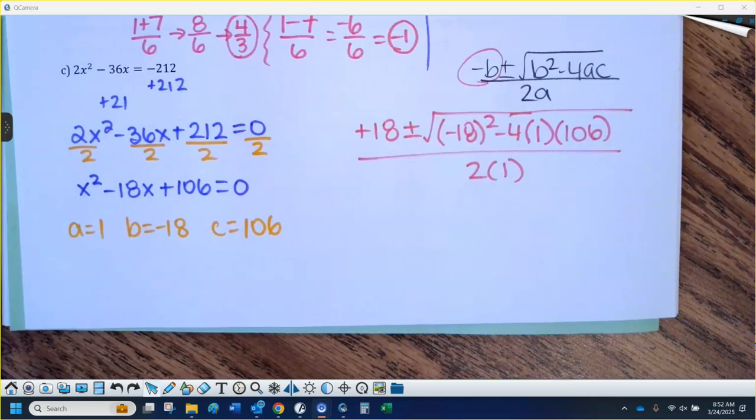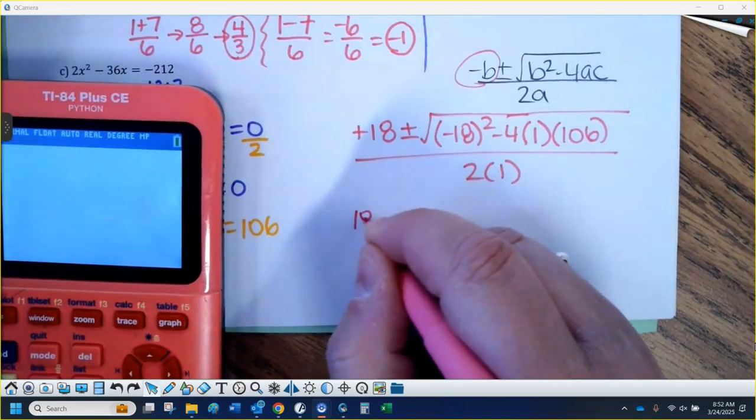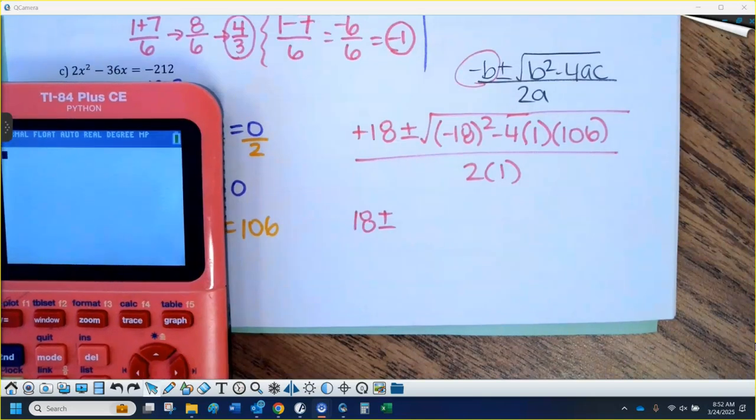All right, and then like I was telling you guys, I just keep whatever's in front of the square root, so the 18 plus or minus, because it's got 2 answers, so we got to have the plus or minus. And then I don't type the square root, I just type what's under it. And if you type it right in like I have it, -18, that's in parentheses, squared, that'll make sure to cancel out the negative. 4 times 1 times 106. I'm literally just letting the calculator do this work for me.